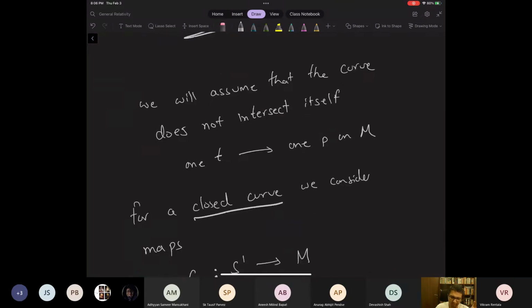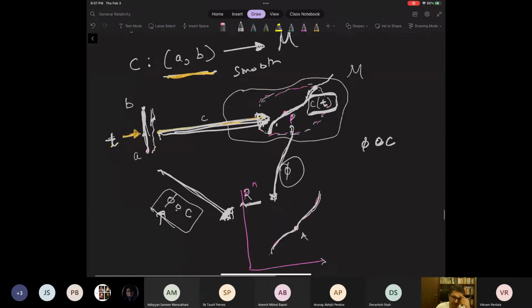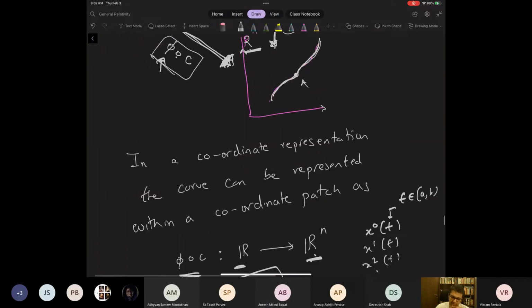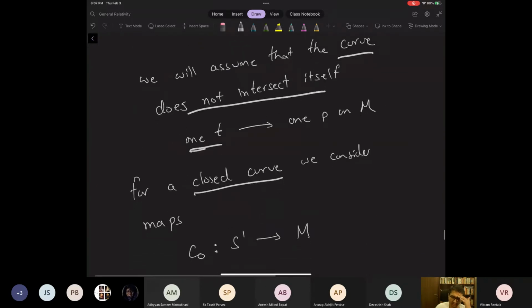And one other assumption that we'll make is that the curve does not intersect with itself. That is, the map always takes you from a unique point here to a unique point here. You don't get back the same point for two different values in this interval AB. So we'll assume a non-intersecting curve. One t value gives you one point P on the manifold M.